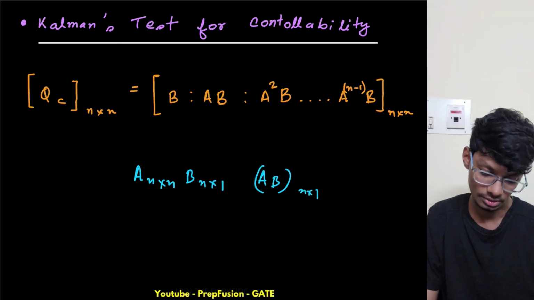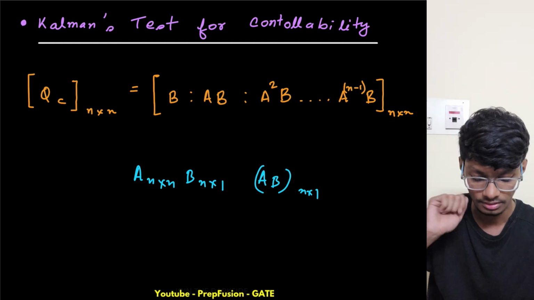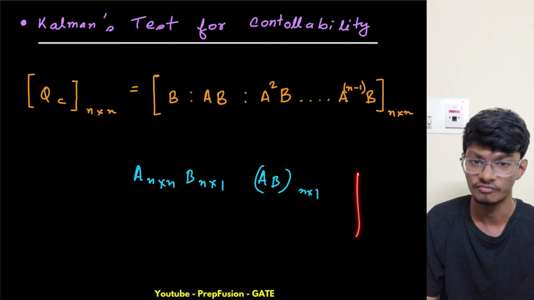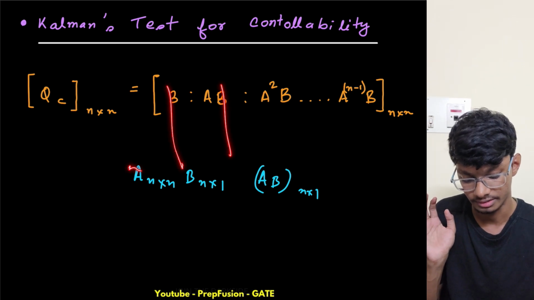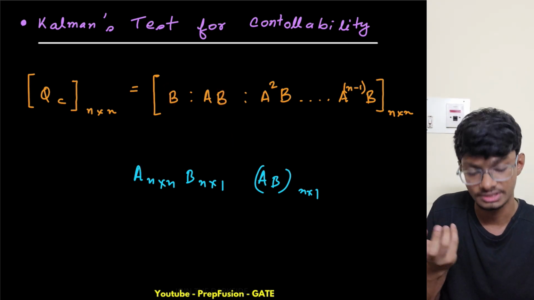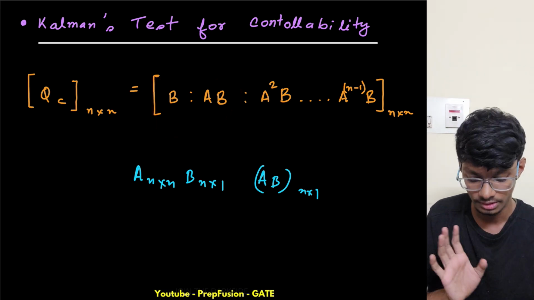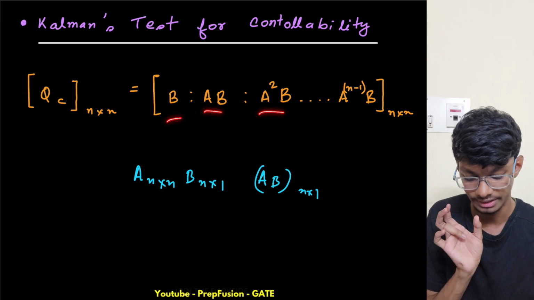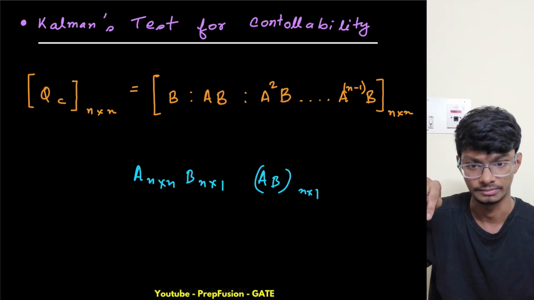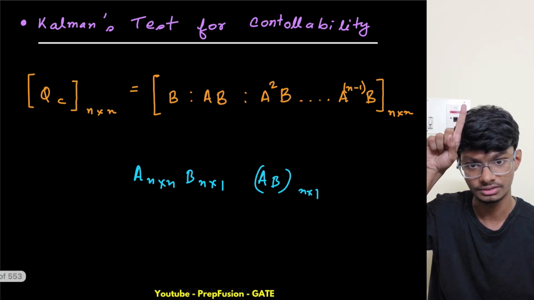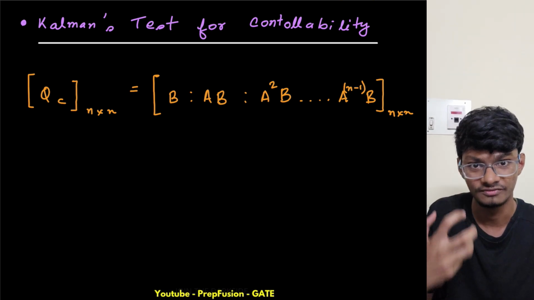So what does this mean? This means that I have n rows and 1 column, so this is also a column vector. This is also a column, and I have n of them. So basically it will be a square matrix only. B will represent 1 column of that matrix, AB will represent 1 column of that matrix, and A square B will also represent 1 column of that matrix. That was the brief overview of this.